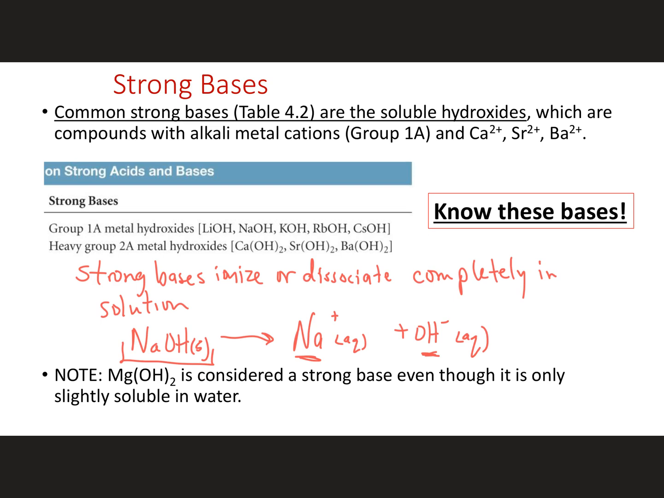So group 1 hydroxides, so lithium, sodium, potassium, rubidium, cesium, and some of the group 2 metal hydroxides, like calcium and barium, right? Most of the other metal hydroxides are not soluble enough to be considered strong bases. But again, it's easier to know the strong acids and the strong bases because any other acid we look at, any other base we're going to look at is going to be a weak acid or base.